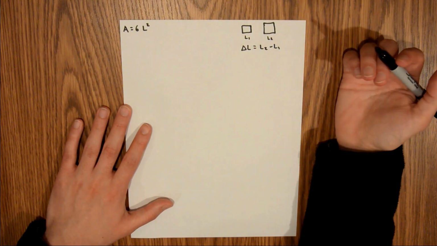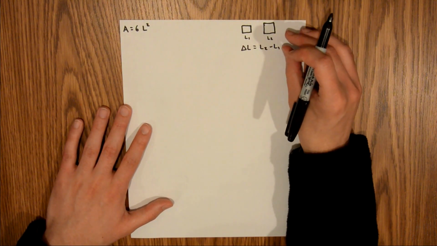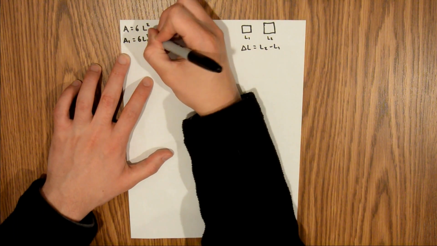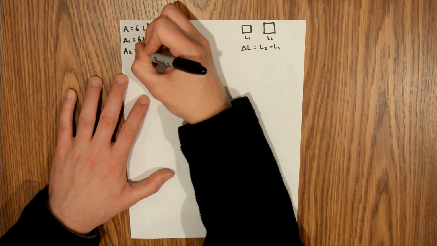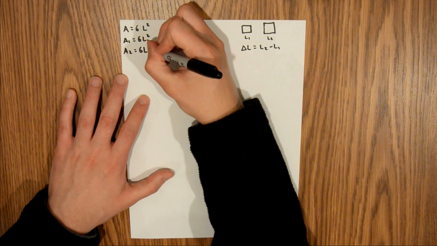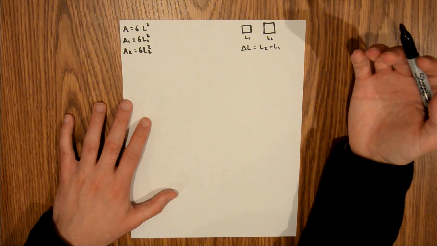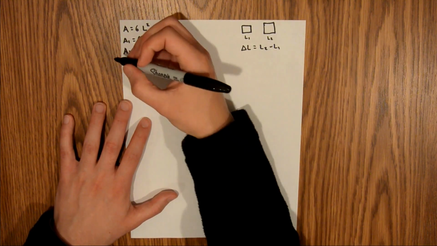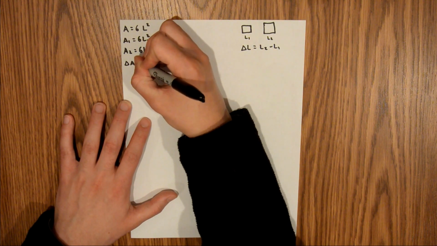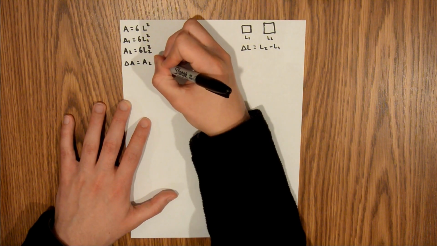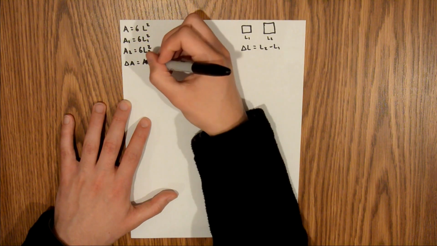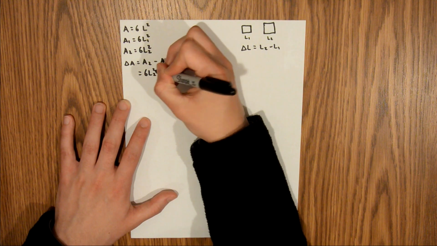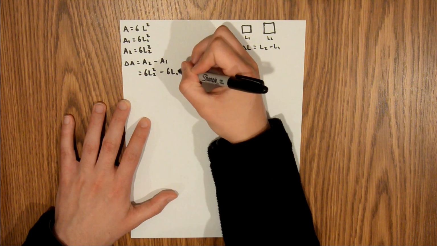And so what we can do is write the area for both cases of this cube: A1 is equal to 6L1 squared, and A2 is equal to 6L2 squared. Since we are looking for an increase in surface area, which is the same thing as a change in area, we can say the change in area is equal to A2 minus A1. We just found both of those, so we can plug those in: 6L2 squared minus 6L1 squared.